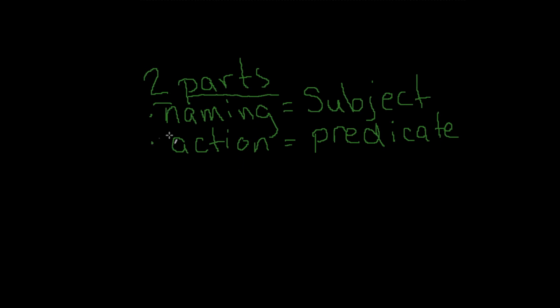Now, the subject tells us what the sentence is about, and it's normally a noun phrase. And the action part tells us what the subject is doing. Okay, so that's our verb phrase. Those are just some crazy words that you don't need to know right now. But what's important is that you know that there's two parts of a sentence, the naming part and the action part. And you need these two parts together to make a very simple sentence.